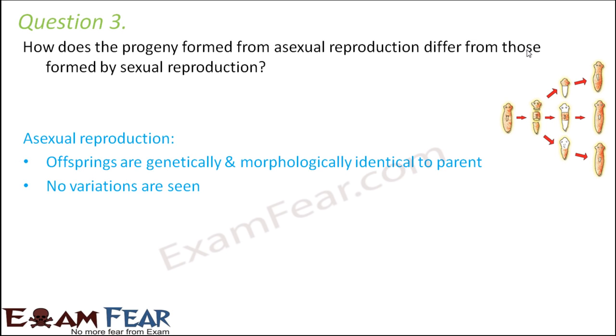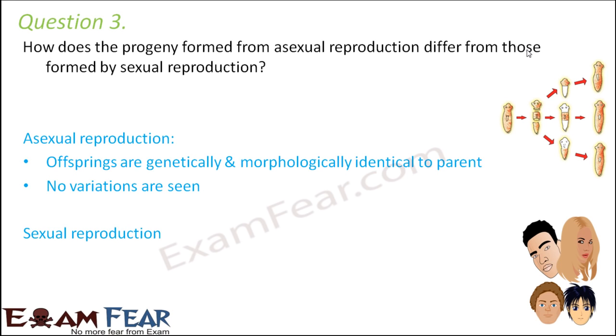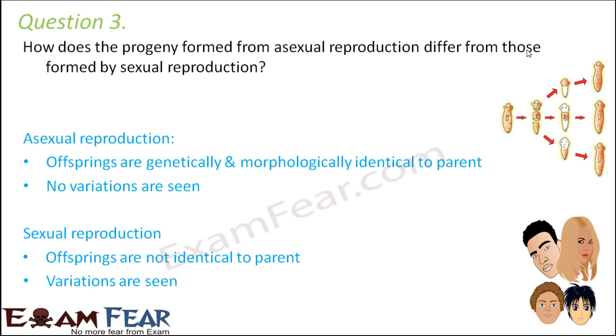No variations are seen. So, here we do not get to see any sort of variations because they are exactly identical. Whereas on the other hand, in case of sexual reproduction, the offsprings are not exactly identical. However, they might have some similarities with any of their parents because here two parents are involved. Variations are seen, and that is something because of which sexual reproduction is a preferred mode.